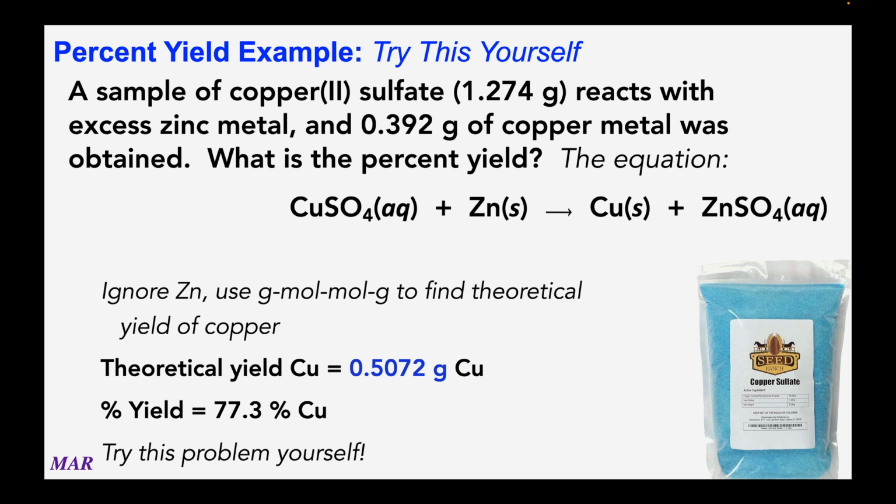Here are the answers I got. The theoretical yield of copper was 0.5072 grams. And again, I got that from grams copper(II) sulfate to moles copper(II) sulfate, 1-to-1 ratio. So moles copper(II) sulfate equals moles of copper. I then multiplied by 63.546 to get the grams of copper, the theoretical yield. So the percent yield would be the actual 0.392 divided by the theoretical yield 0.5072 times 100, 77.3% copper. And again, try this yourself. Make sure that you're comfortable with this kind of process.